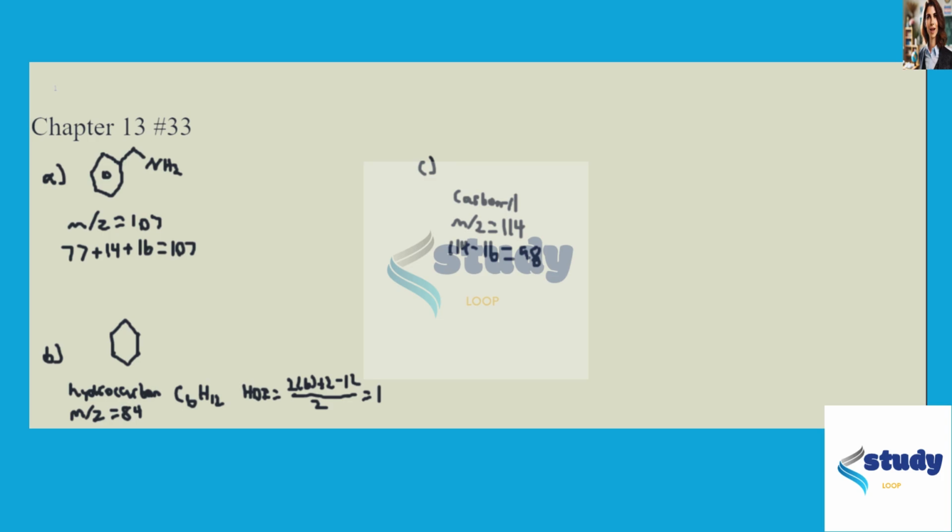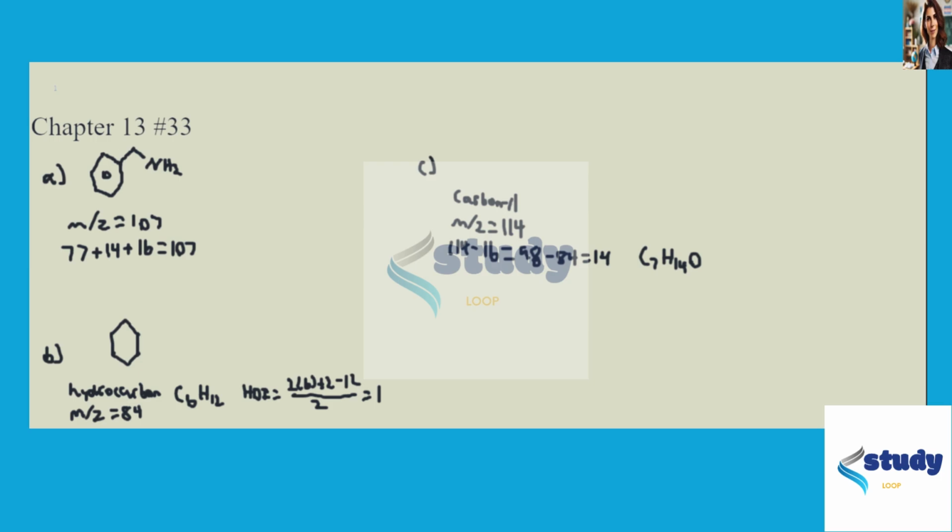Then we can think about numbers of carbons. So let's do 7 carbons. 7 carbons is going to be 84, and that's going to leave us with 14 hydrogens. So the formula that I'm going to propose here is C7H14O.